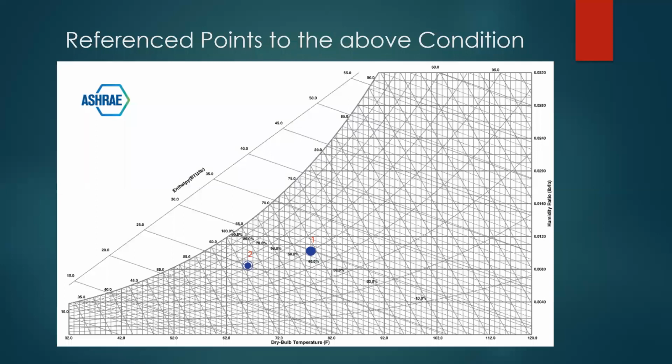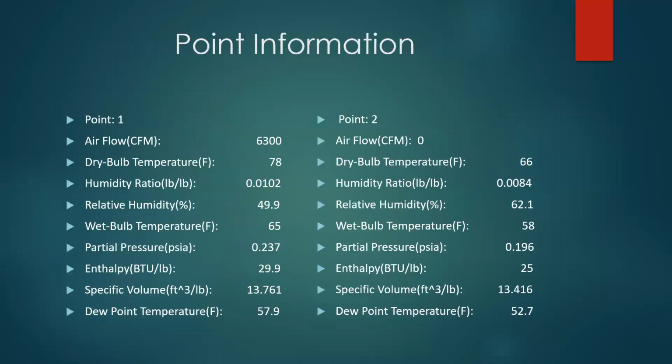On a psychrometric chart, these are the 2 points that are found on this particular chart. Or more importantly, what we're going to be looking at here is the enthalpy, in other words, the BTUs per pound, which happened to be on the entering point 29.9 and on the exiting or the supply 25. Now that shows a 4.9 BTU per pound difference. And right there off the bat, I understand that there's an issue.